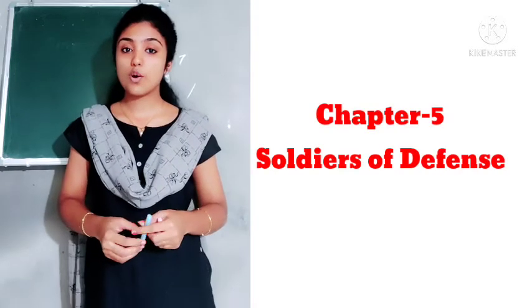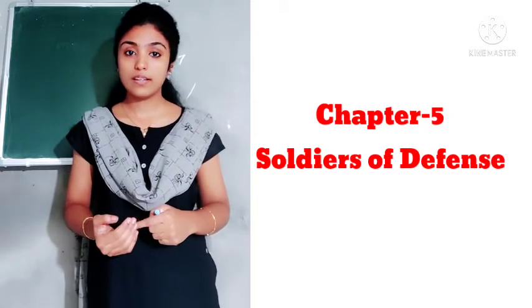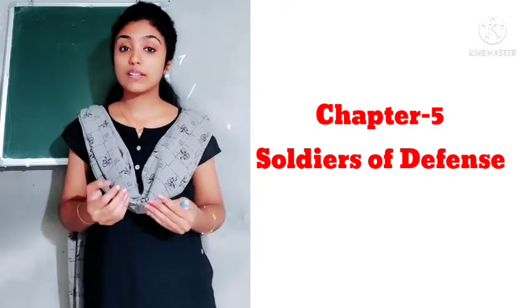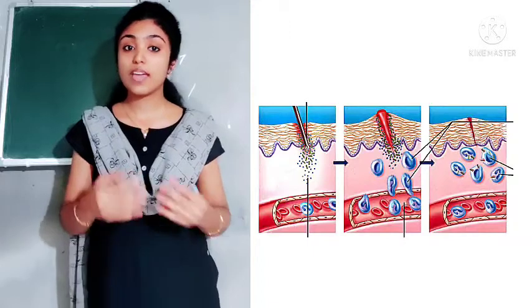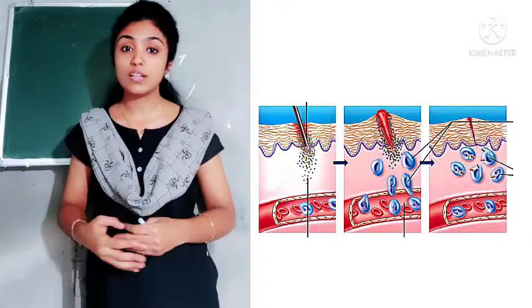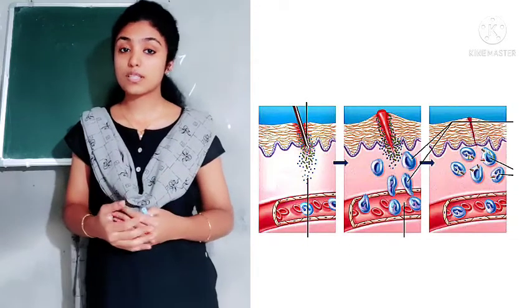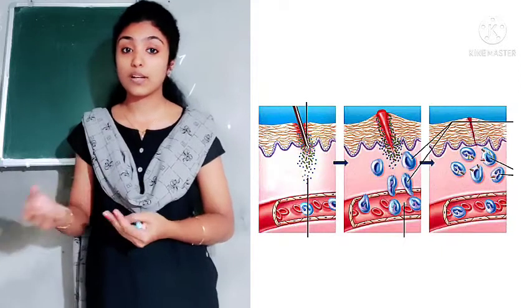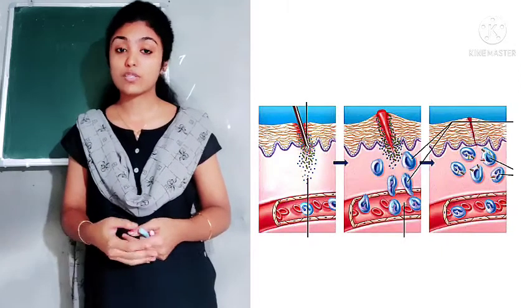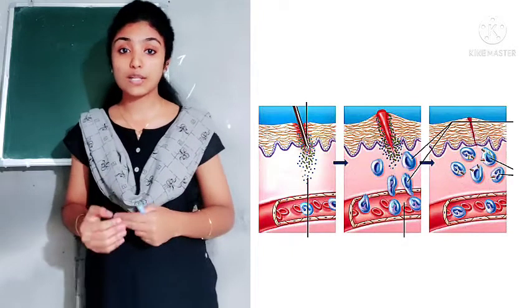Chapter 5, Soldiers of Defense. In last class, we discussed that some pathogens enter through the wound, and so the white blood cells reach the wound site and they engulf and destroy the germs or pathogens. So how does this process take place, how are these white blood cells enabled to engulf and destroy those pathogens or the germs? This is done by phagocytosis.